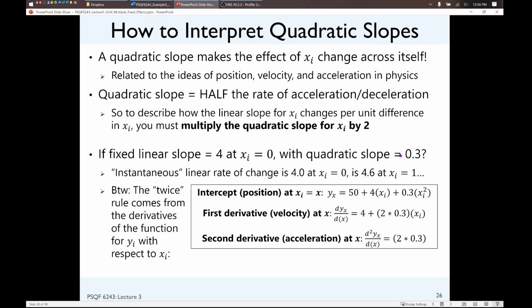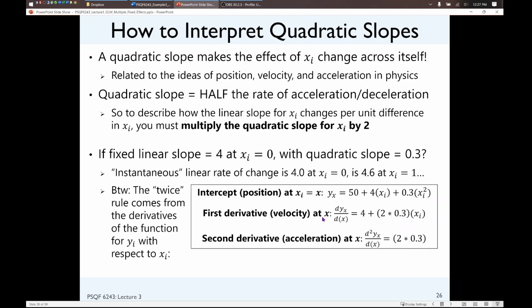and it would be twice the quadratic slope is how it increases per unit x. And the twice part comes from differentiation. So if I have an equation that looks like this, for instance, I have an intercept of 50, a linear slope of 4, and a quadratic slope of 0.3.